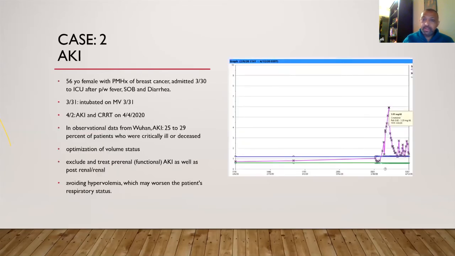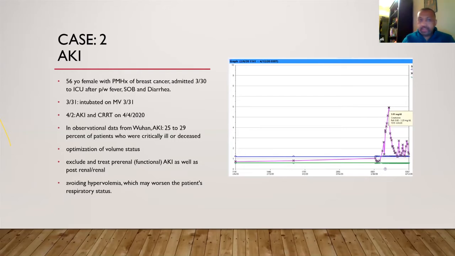Next slide. This is one of my other patients, a 56-year-old female with a pacemaker and a history of breast cancer. I admitted her on March 30 to the ICU after she presented with fever, shortness of breath, and diarrhea. She had her last chemotherapy 2 weeks prior to presentation. The next day she went into severe respiratory distress, so we decided to put her on mechanical ventilation. She was intubated. I know this graph is not clear to you, but it shows her creatinine.